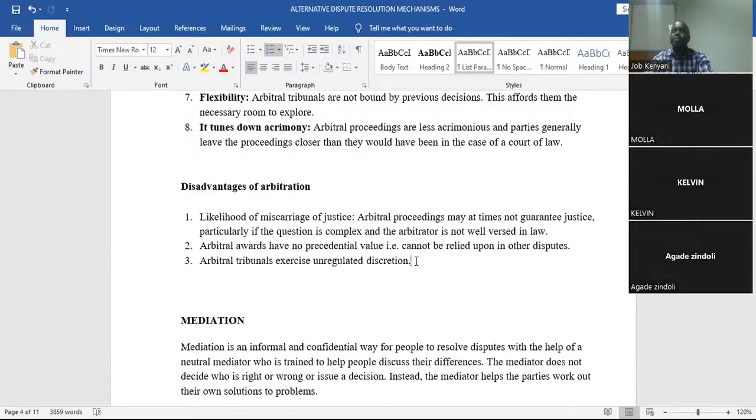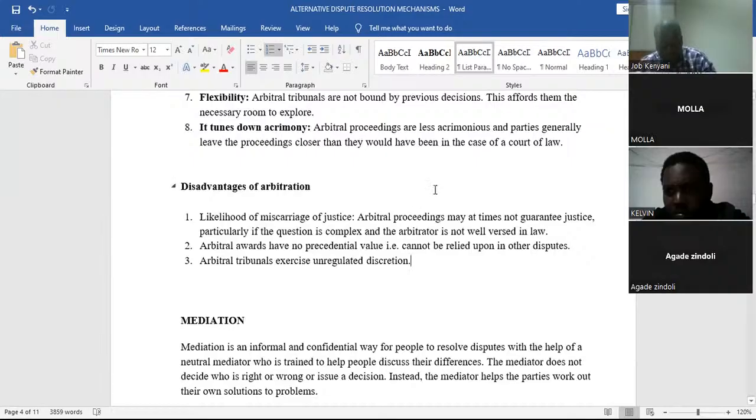Because some of these arbitrators, sometimes they can act beyond their powers or set limits. Not each and every time is the High Court there to watch and supervise them, to check on what they are doing. It is very difficult to supervise them, so they have what we call unregulated discretion. Unless there is a complaint before the High Court, that's when the High Court can discover or realize. So that is what we mean by arbitration as a way of resolving a dispute.